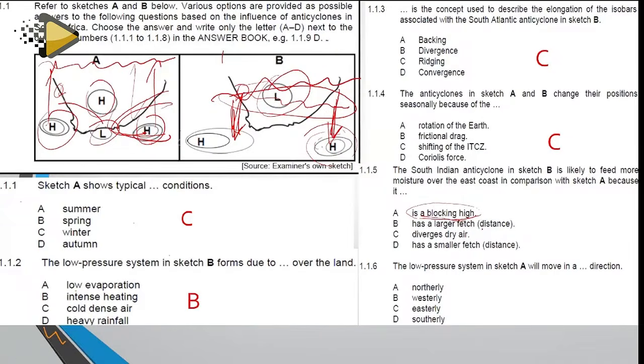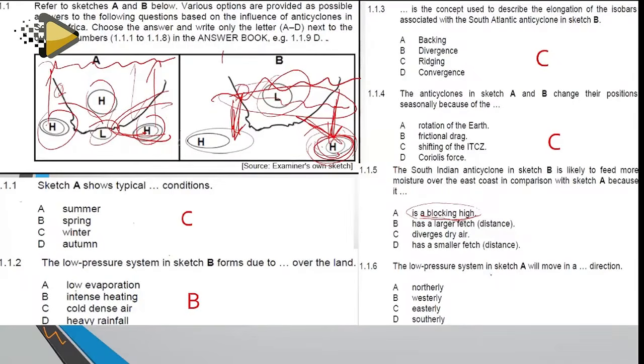But the correct answer here, because the question says the South Indian anticyclone in sketch B is likely to feed more moisture, is because of the larger fetch. So it fetches water from a further place, and because of the longer distance that it travels, it is going to bring more water into the interior.